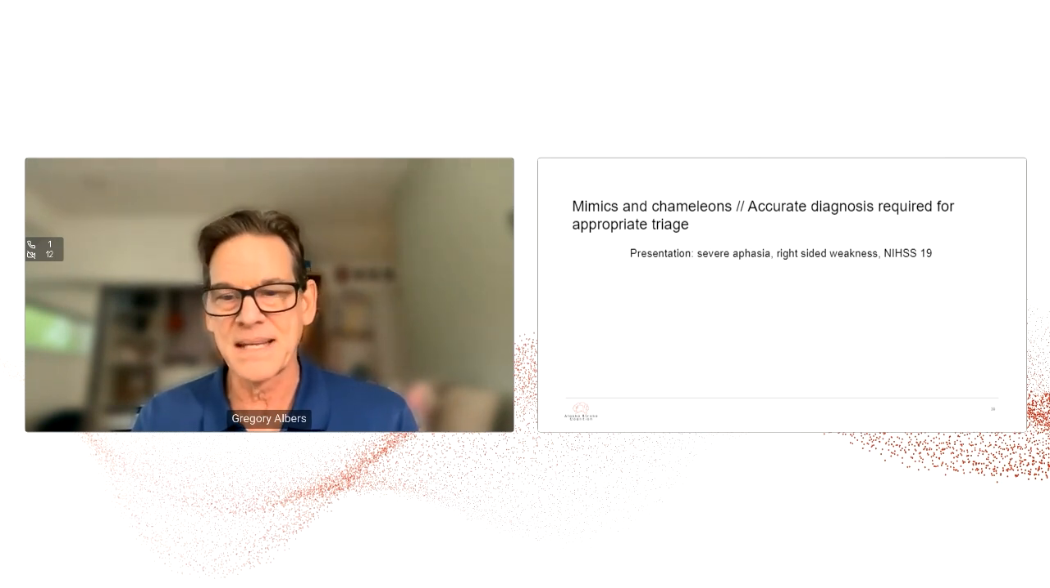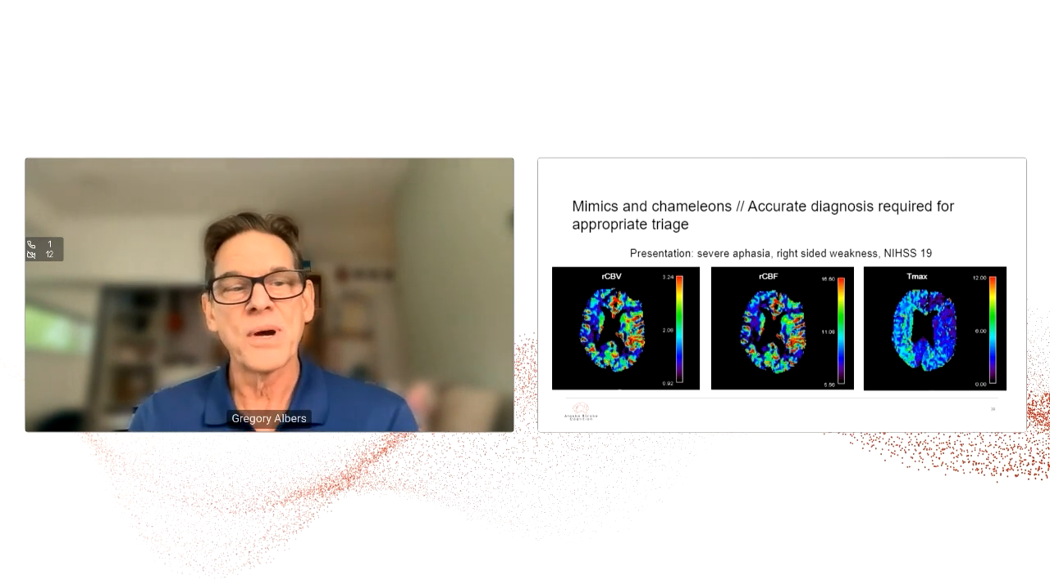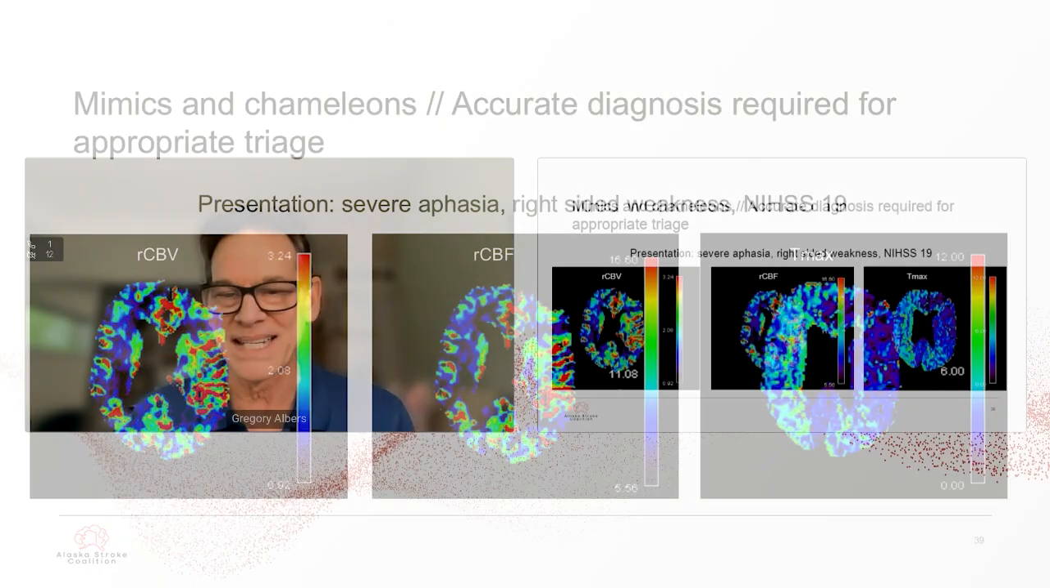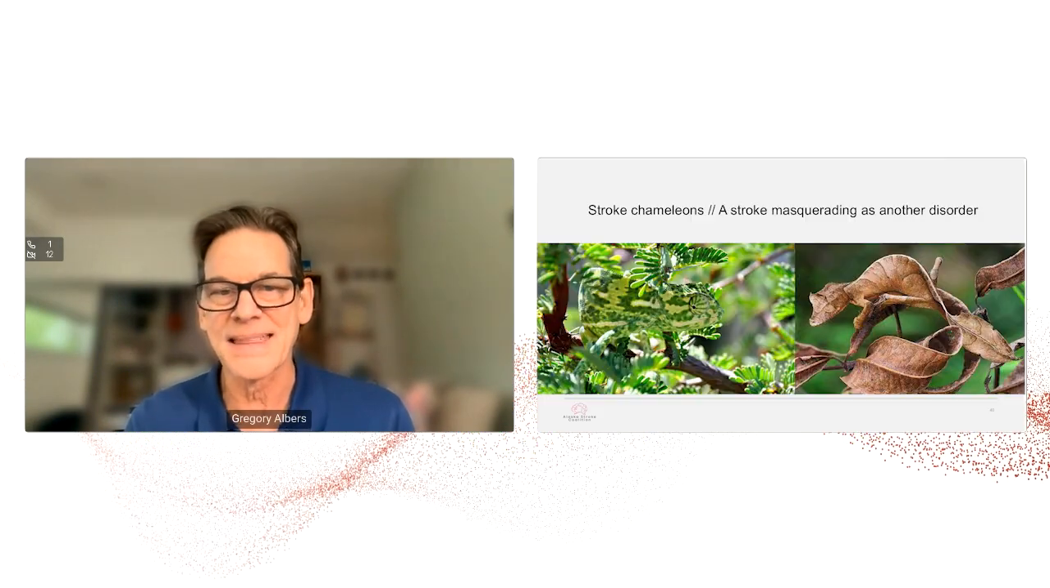But if a CT perfusion had been performed, what you would see in the left hemisphere is very high blood flow. So increased blood volume, increased blood flow, and early arrival of the contrast. And that's something that's typical of a seizure. So this patient had non-convulsive status epilepticus. Obviously, a very different treatment would be indicated rather than rushing to the cath lab.